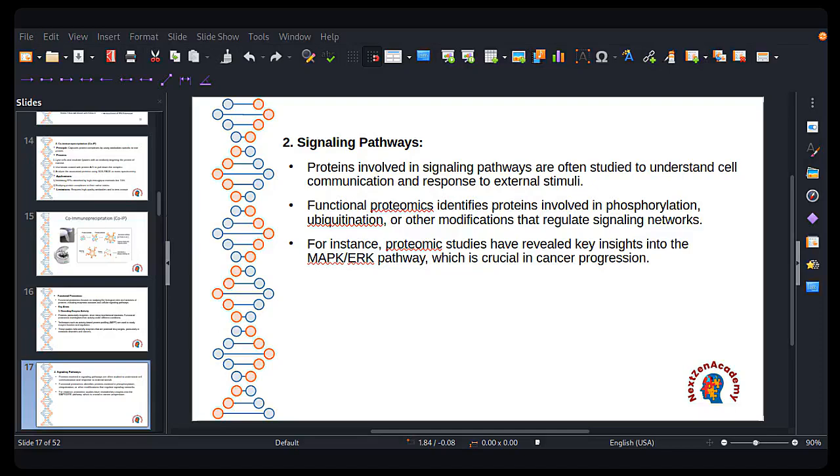Then signaling, for instance, proteomic studies have revealed key insights into the MAP kinase pathway and the ER pathway. These follow different signaling pathways.